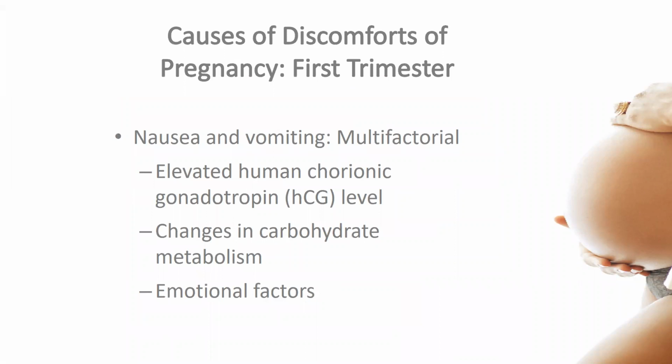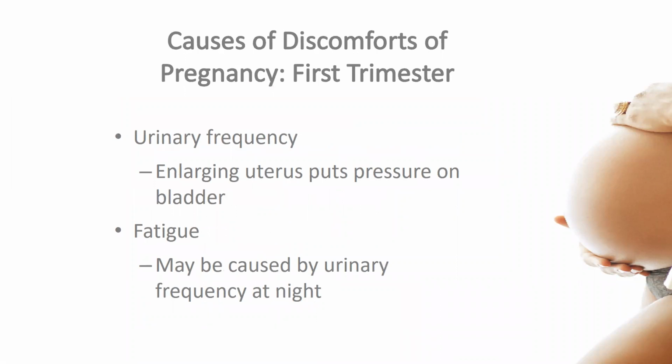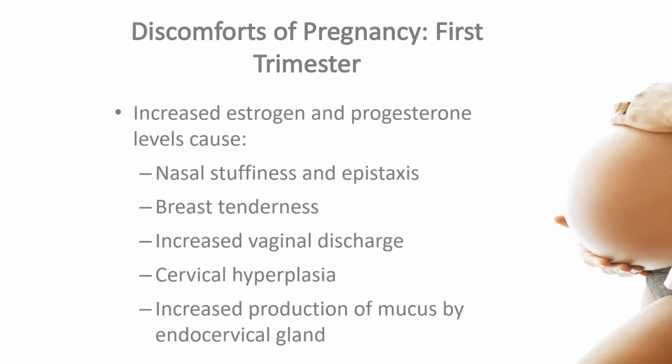Causes of discomfort during the first trimester can include nausea and vomiting. It can be caused for many different reasons. Elevated HCG levels, changes in metabolism of carbohydrates, and emotional factors can also facilitate nausea and vomiting. Urinary frequency is common in early pregnancy. The enlarging uterus starts putting pressure on the bladder. Fatigue is caused by getting up several times a night to go to the bathroom, and hormonal changes.